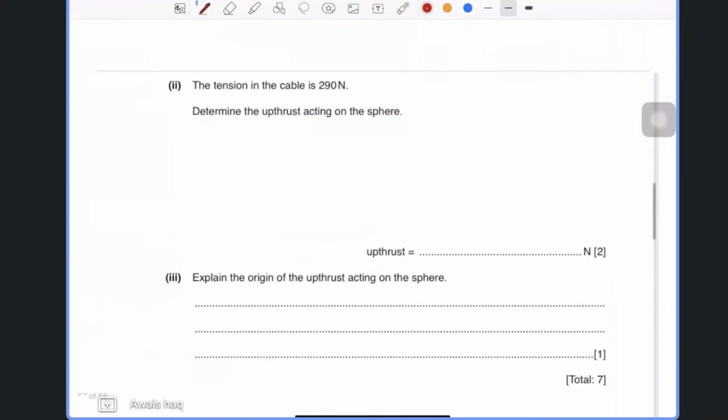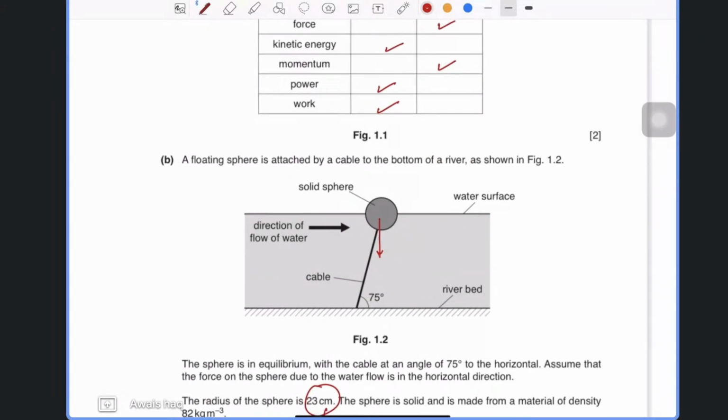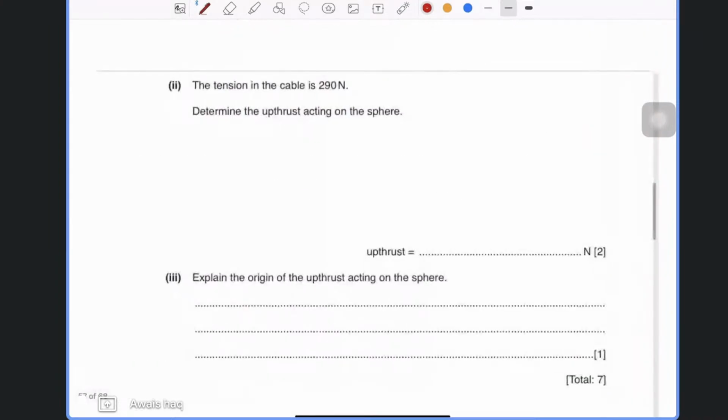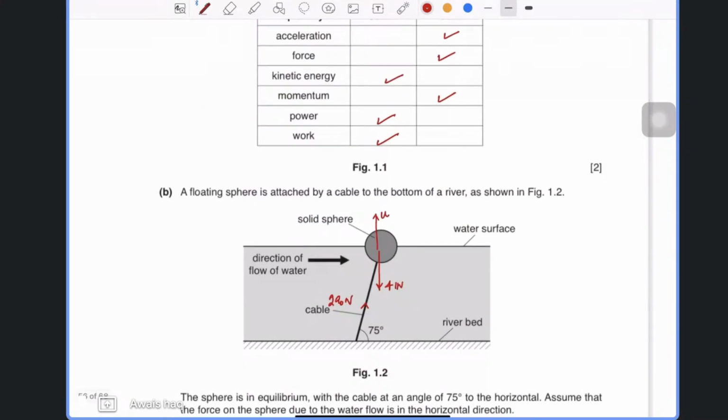It says the tension in the cable is 290. So now the weight, which always acts downwards, is 41 newtons, and this cable has a tension of 290 newtons. All right, so it says determine the upthrust. Upthrust is going to be upwards like this, and you guys should understand that this tension is being caused by the upthrust, because upthrust is sort of pulling it up, right? So what we're going to do is make two components of this.